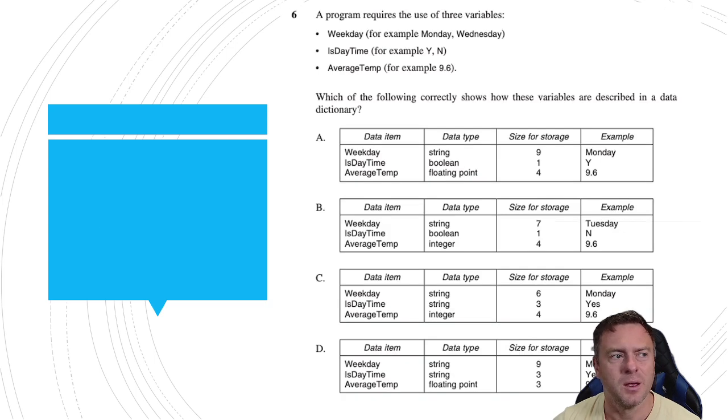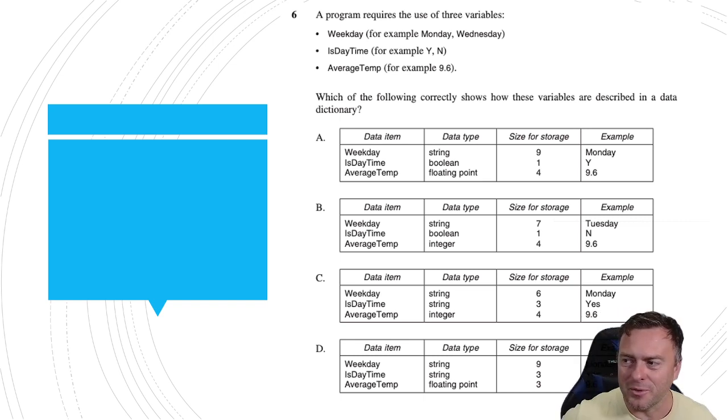Here's the next one. This one has a program requiring the use of 3 variables: weekday, is daytime, average temp. Which of the following correctly shows how these variables are described in a data dictionary? Notice how it's not describing every single column we saw before, but potentially you could get one. Just pause the video, have a go, and read through it.